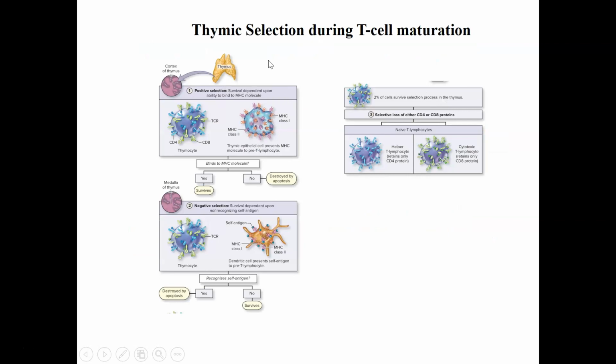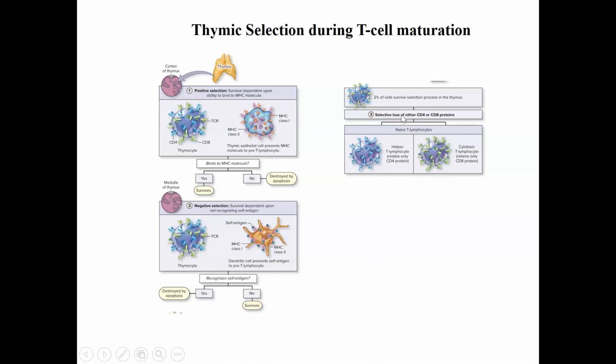This slide is just illustrating the steps in T cell maturation. Positive selection makes sure that the T cell is able to bind to MHC on the surface of a cell in the thymus. If it passes that test, it survives. If it does not, it's killed. Negative selection is making sure that T cells do not recognize normal self-antigens. There are cells in the thymus that present normal self-antigens to T cells. If they recognize them, they get killed. If they don't, they survive.